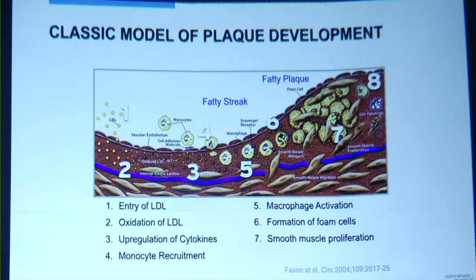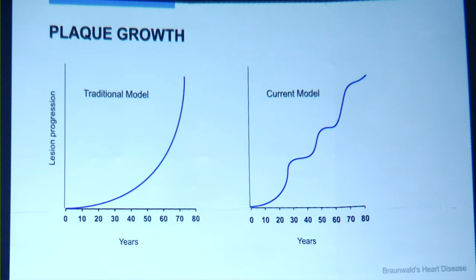So this is a classic image of how plaque develops. We get LDL, and then that gets modified, monocytes enter, they become these fat foam cells, and then smooth muscle enters, and that becomes the plaque. That's what we learned at med school. And the classic theory is that this is the traditional model, and we used to think that perhaps atherosclerosis just occurred in a linear way and then became exponential in volume as we aged.